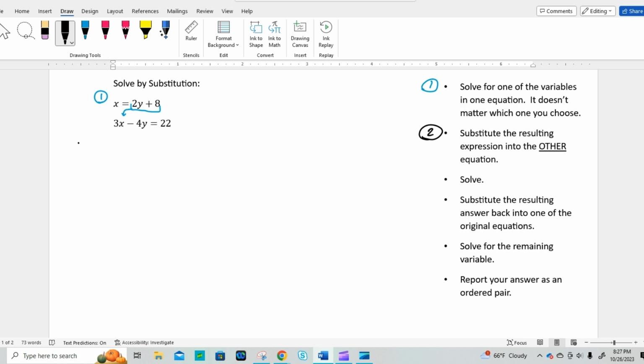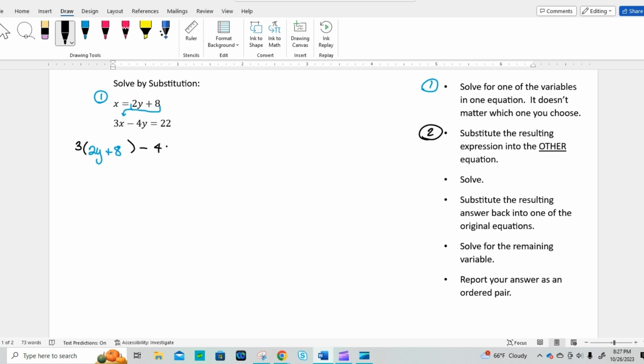So I have 3, and I'm going to put up a set of parentheses where I'm going to put in that expression times 2y plus 8. It is very important that you put the parentheses in because you will have to distribute that 3 to the 2y plus 8. And if you don't have the parentheses, it's pretty likely that you'll forget to do it. I know that for myself, if I don't write things, they just kind of go out of my mind.